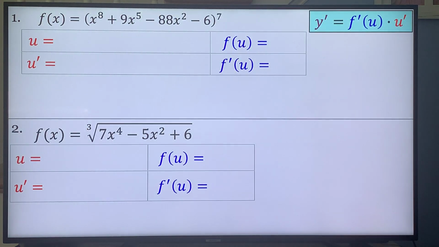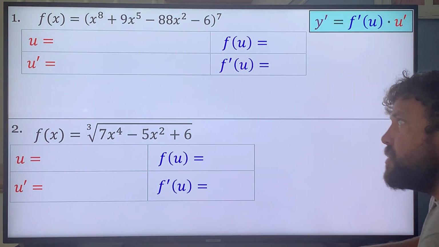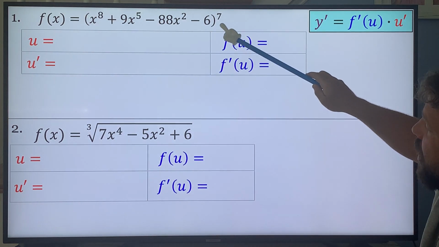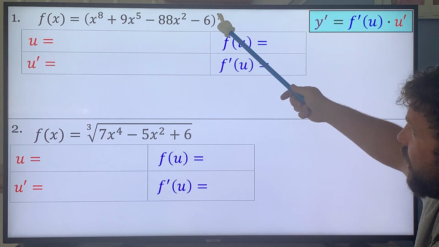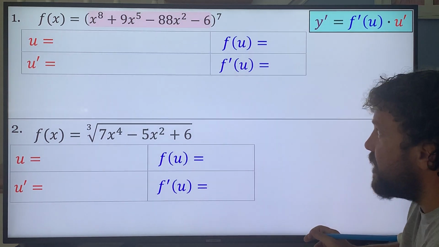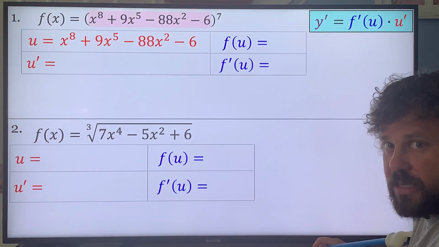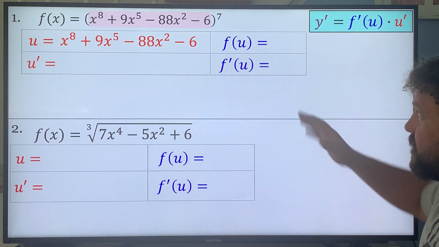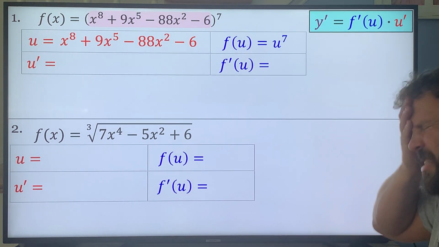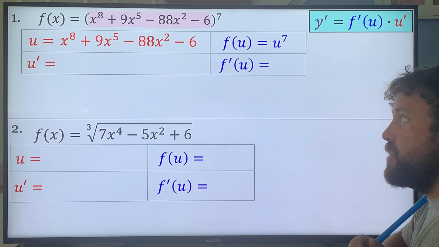All right, so let's start off pretty easy. Now, how do you know when to use the chain rule? When you're raising a large function that has multiple pieces inside to a power, you're going to use the chain rule. So, our u is our inside piece right here, which is x to the 8th plus 9x to the 5th minus 88x squared minus 6. And our f of u, our outside function, is that whole thing, which we're going to just turn into a u to the 7th power. So this is also kind of like doing almost like a substitution method. We'll deal with that when we do integration later on.